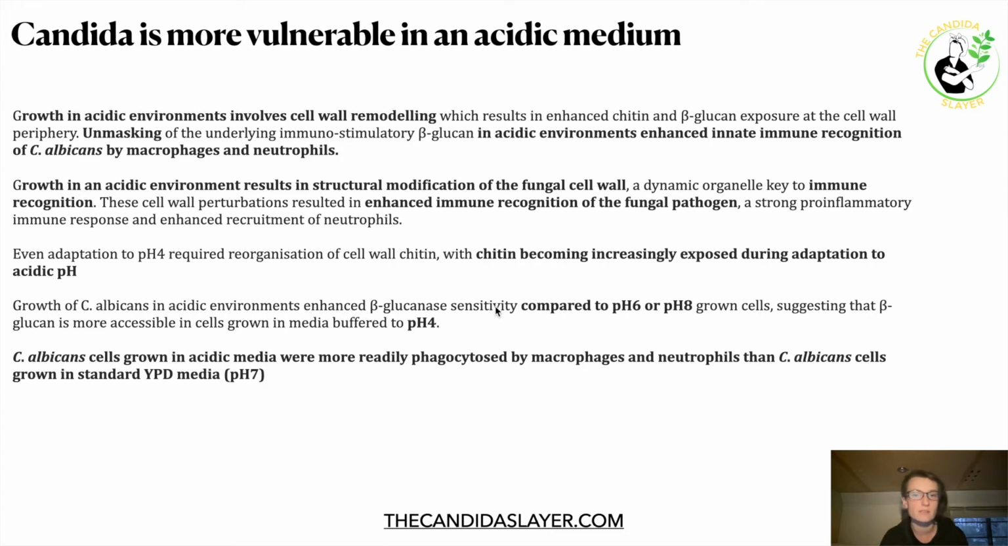Here they tested different acidities, and you can see that at pH 4, yes, it was susceptible to being recognized by the immune system, and Candida was more vulnerable. But at pH 6 and pH 8, it was not as vulnerable. So Candida albicans cells grown in an acidic media were more readily phagocytosed by macrophages and neutrophils than Candida albicans cells grown in a standard media of pH 7, a neutral pH.